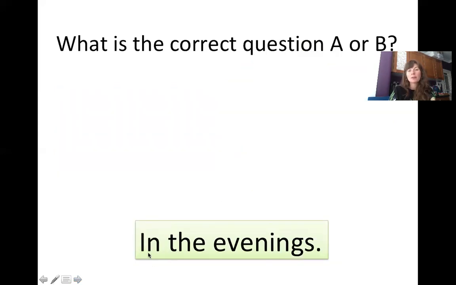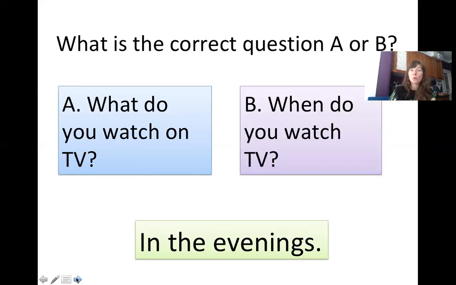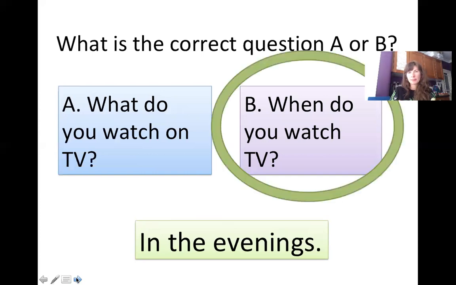Okay. The answer here is in the evenings. So if this is the answer, what is the question? A. What do you watch on TV? B. When do you watch TV? Think. Yeah, answer is B. When do you watch TV? In the evenings.